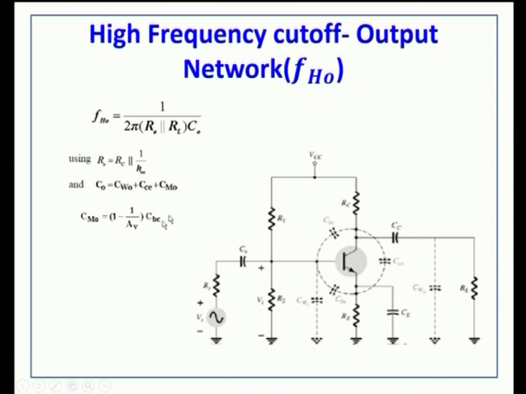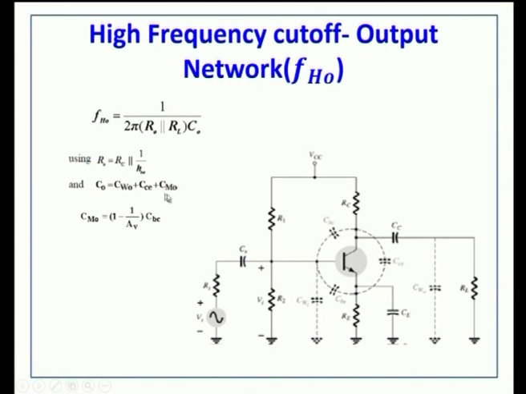CO, we know, is similar to CI, the input capacitance. The output capacitance also has the wiring capacitance CWO and the output terminal capacitance, that is, the collector-emitter capacitance. In between collector and emitter, you have a capacitance called CCE. And the Miller capacitance at the output terminal, CMO.